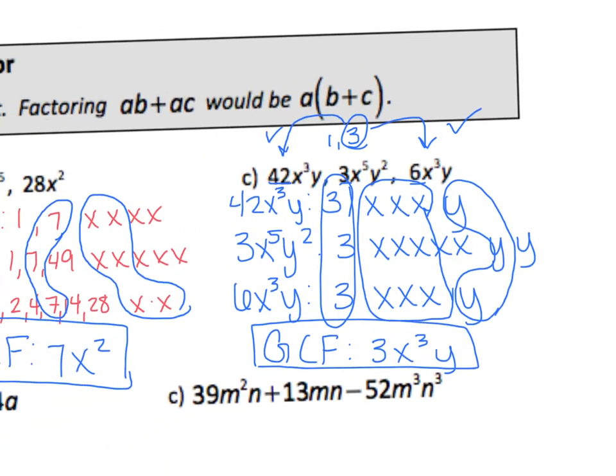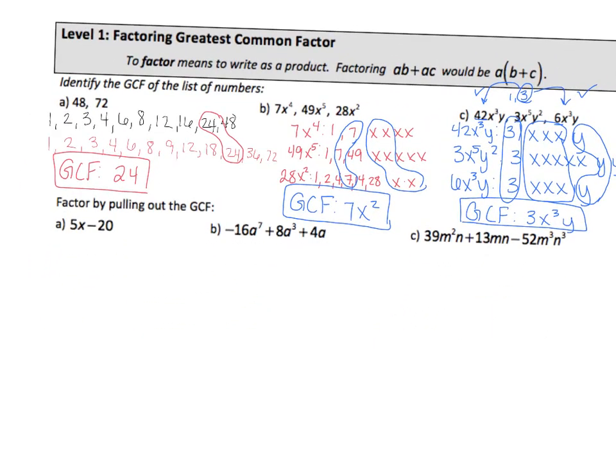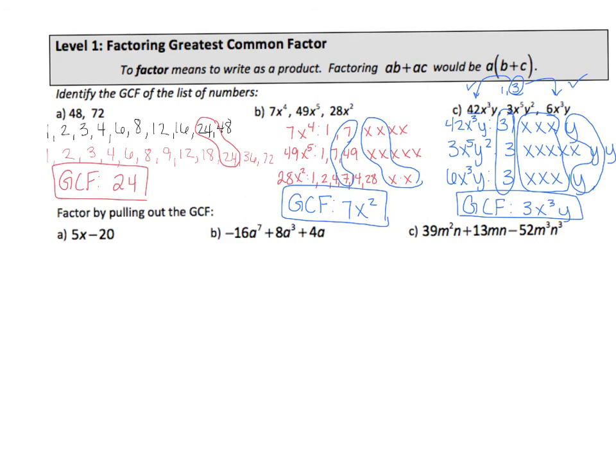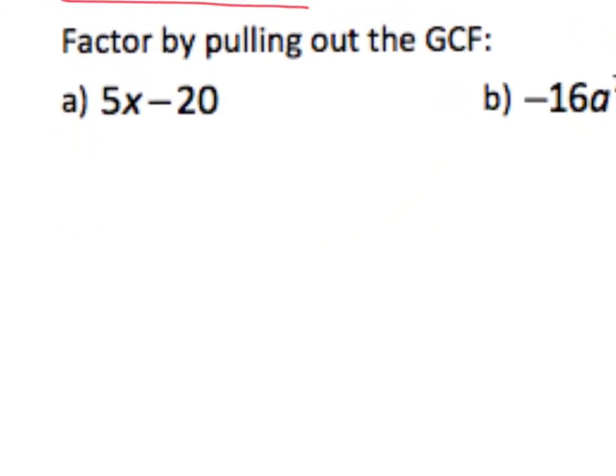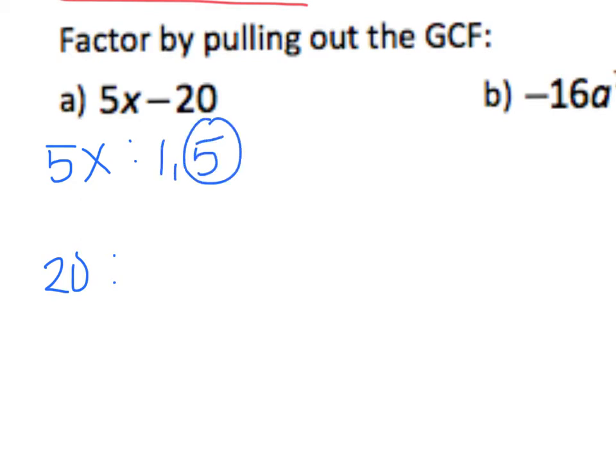So that's stating a greatest common factor given a set of numbers. Now let's look at what it means to factor using a greatest common factor. So we're going to do the same thing here with the 5x and 20. Okay, again, looking at the smallest number, 5, the only factors are 5 and 1. And then 5 does go into 20.